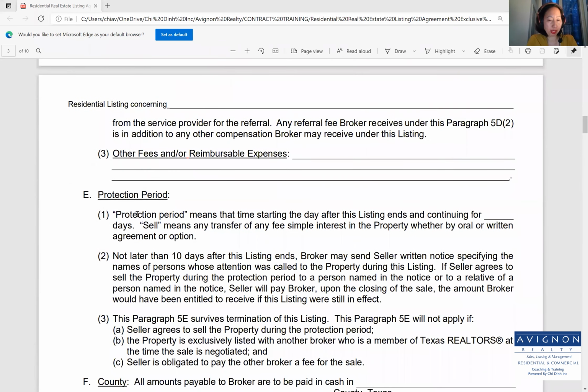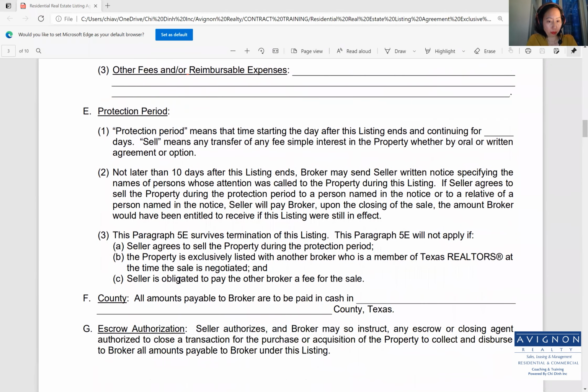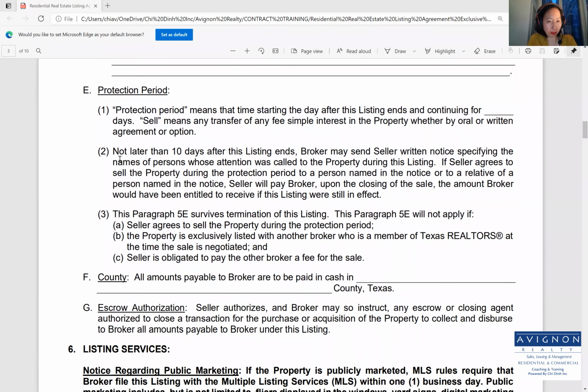Then you have E, protection period. Protection period means the time starting the day after this listing ends and continuing for X amount of days. Sale means any transfer of any fee simple interest in the property, whether by oral or written agreement or option. Protection period number 2, not later than 10 days after this listing ends, broker may send seller written notice specifying the names of persons whose attention was called to the property during this listing.